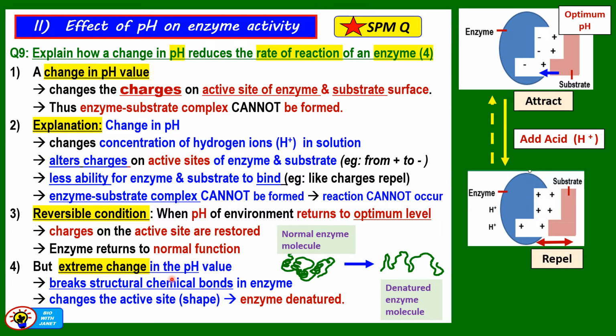But if there's an extreme change in pH value, let's say from very acidic to very alkaline condition, this can break the structural chemical bonds in the enzyme and can change the shape of the active site. All right, so the active site may be destroyed and the shape is changed so that the enzyme and substrate cannot fit together, and no enzyme substrate complex is formed. So at this stage, we say that the enzyme is denatured if the active site is changed in shape permanently.